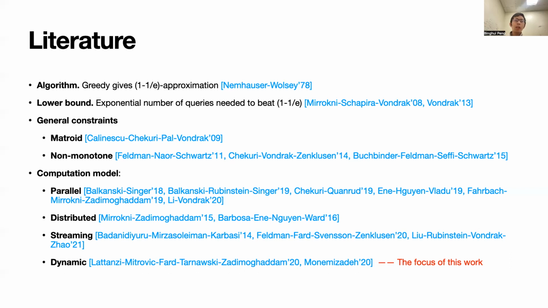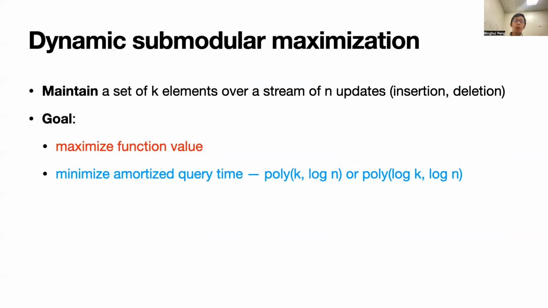And in the past 10 to 15 years, due to the application domains, we usually incur a large amount of data. The submodular maximization problem has been studied in different computation models. For example, in parallel or distributed models, people try to improve the runtime under this computational model. And in streaming and dynamic models, people try to address the aspect that the data usually comes in an online fashion. And the focus of this paper is on dynamic submodular maximization, which I will introduce in the following slides.